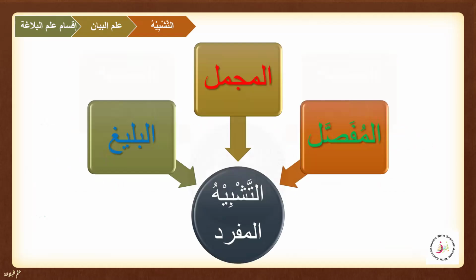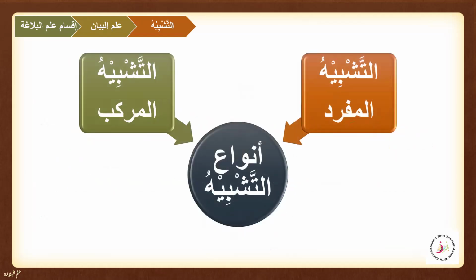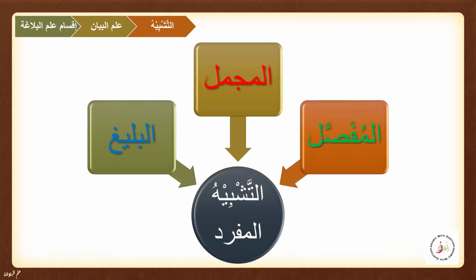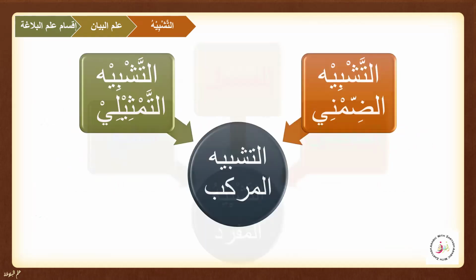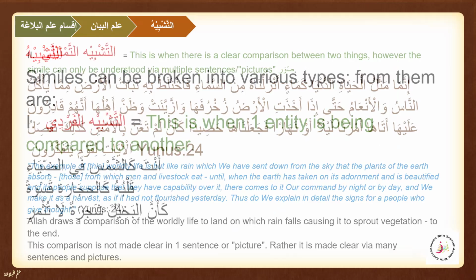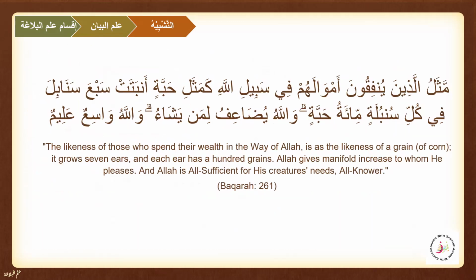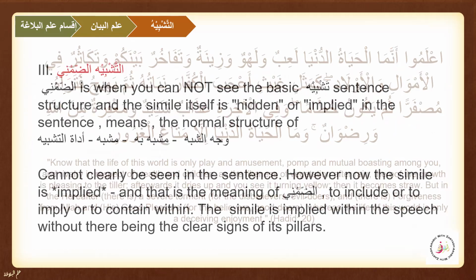We learned about another type, the tashbih that is mufrad. All the tashbihs that we learned so far, the mursal, the mu'akkad, mufassal, mujmal, and baligh, are all tashbih mufrad. But there is another type, the tashbih that is murakkab, a compound tashbih, and that tashbih can be dimni or it can be tamsili. We also saw examples for the tashbih at-tamsili and for the tashbih ad-dimni.